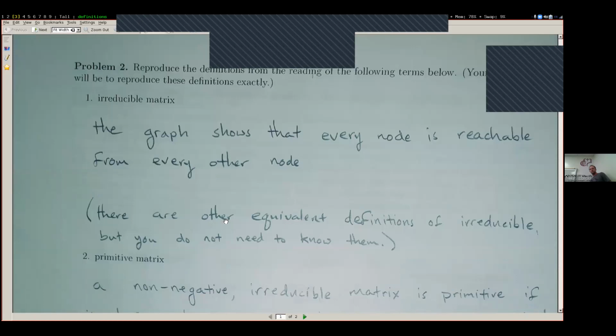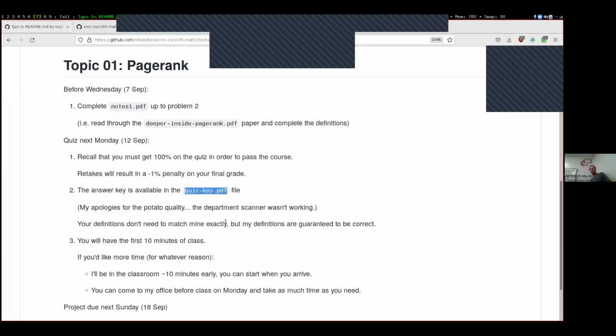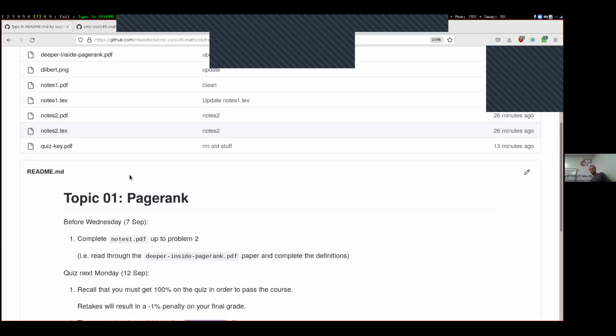Any questions so far? No. The question is whether this is contained in the GitHub repo, and the answer is yes. This quiz-key.pdf file is the file that you want to look at. It is right here. You can click on it and download it and get the answers there. Great question. Any other questions so far? Yes.